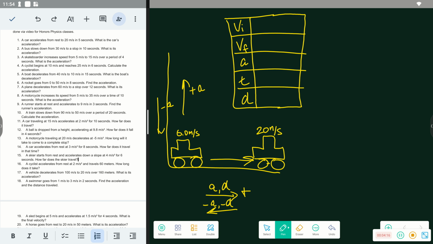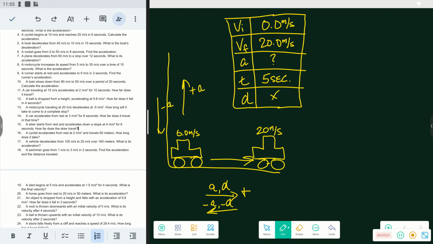All right, so now you go back to your problem. What are you given? A car accelerates from rest to 20 meters per second. So what's your initial velocity? It's 0. It's starting from rest. So 0.0 meters per second. What's your final velocity? 20 meters per second. What's your acceleration? We don't know. That's what we have to solve for. And what's the time? Do we have the time? 5 seconds. Do we have any displacement? No, we do not.